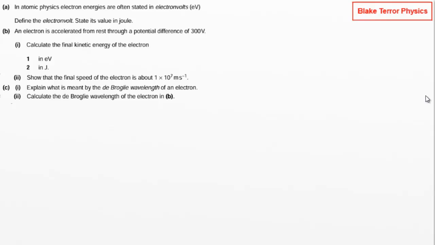Hello, here's another batch of practice questions in quantum physics. Starting with: in atomic physics, electron energies are often stated in electron volts. Define the electron volt and state its value in joules.